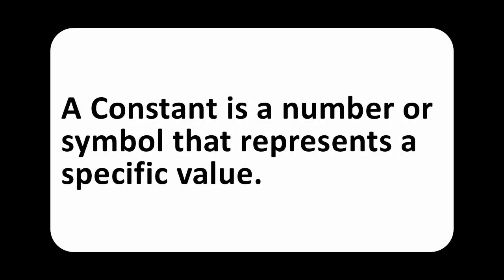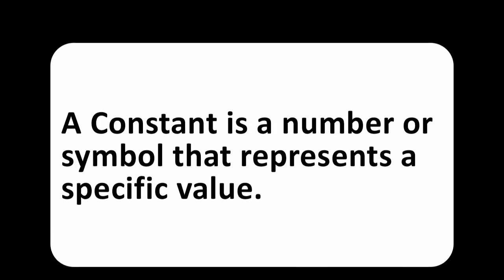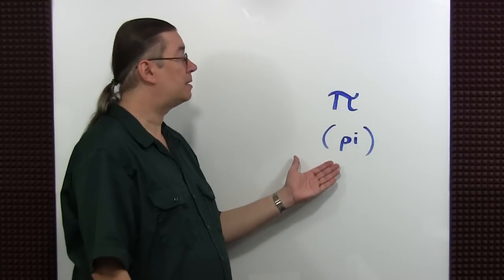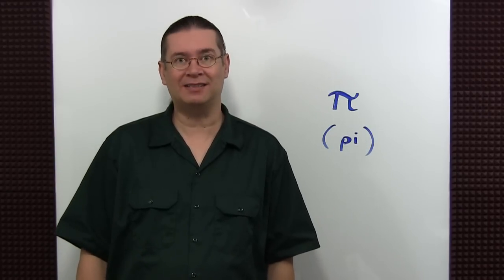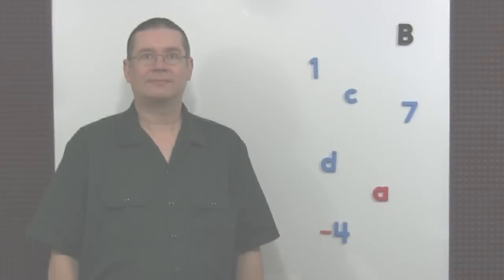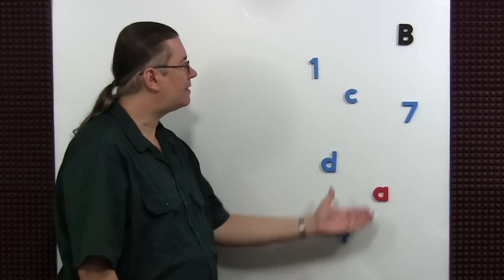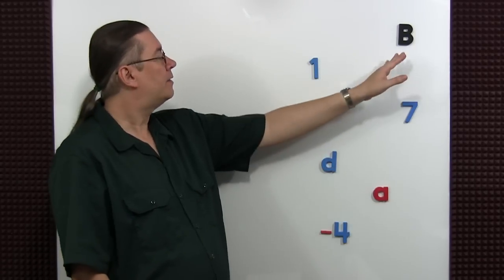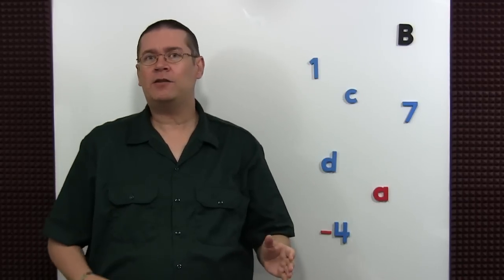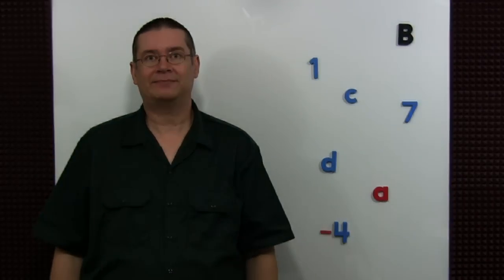Constant. A constant is a number or symbol that represents a specific value. Here's an example of a constant, pi. Its value is actually the most well-known mathematical constant. Here are some more examples of constants. You can use numbers or letters. They can be upper or lowercase. They tend to be from the beginning of the alphabet.